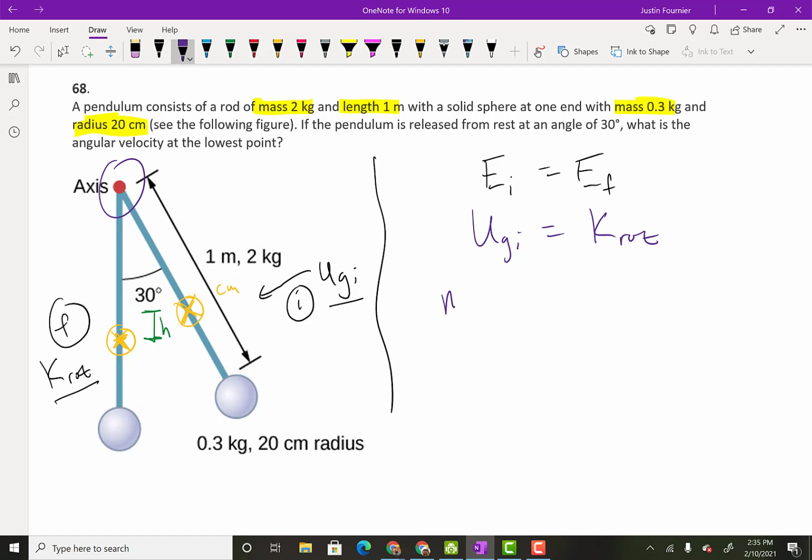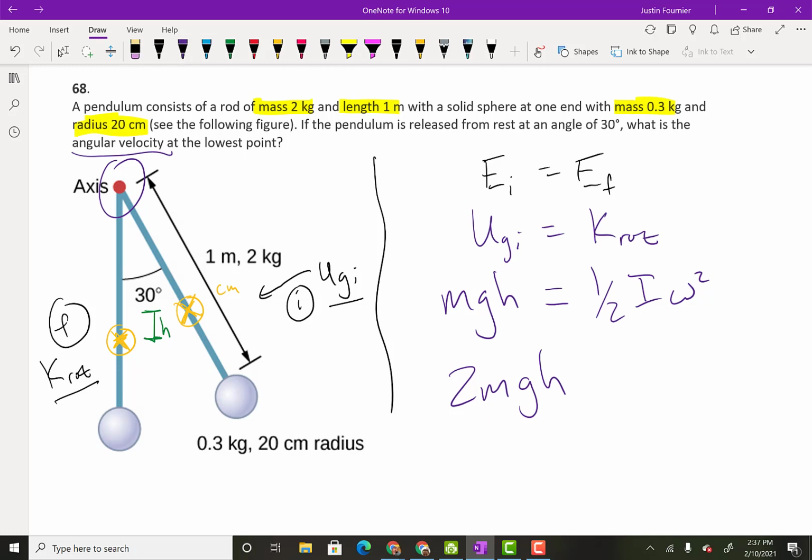So the potential energy is going to be mgh. There's h right there. And for the rotational kinetic energy, it's 1/2 I omega squared. And omega is what I'm looking for, the angular velocity. So I'm going to multiply both sides by 2. And then this m is the total mass of the system, so I'll just call that total mass.